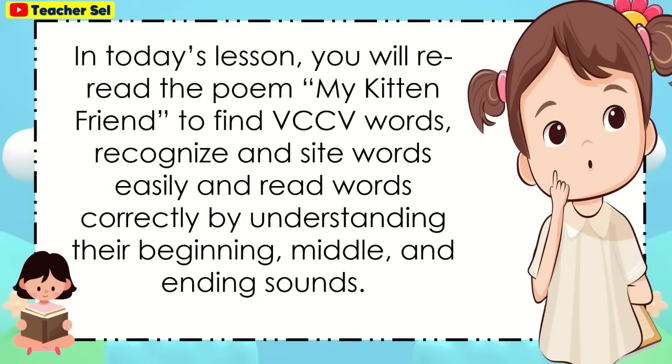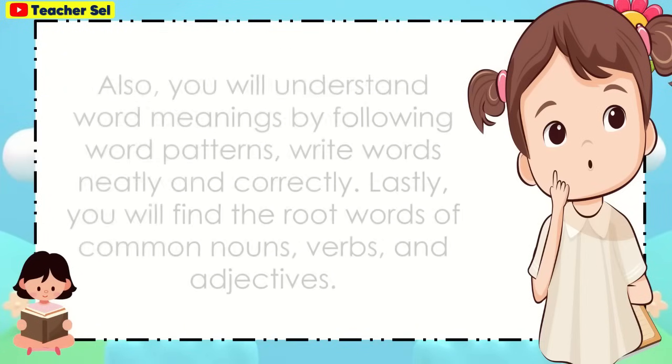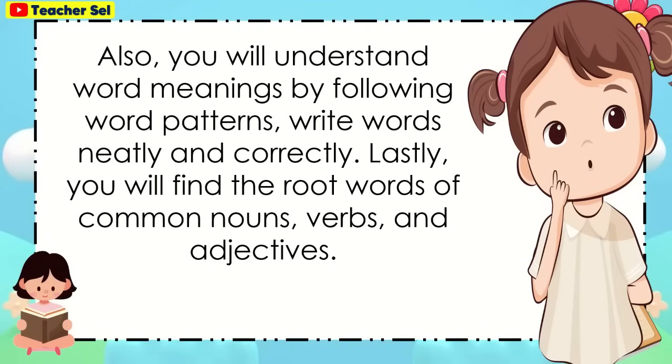In today's lesson, you will read the poem My Kitten Friend to find VCCV words, recognize and cite words easily, and read words correctly by understanding their beginning, middle, and ending sounds. Also, you will understand word meanings by following word patterns, and write words neatly and correctly. Lastly, you will find the root words of common nouns, verbs, and adjectives.